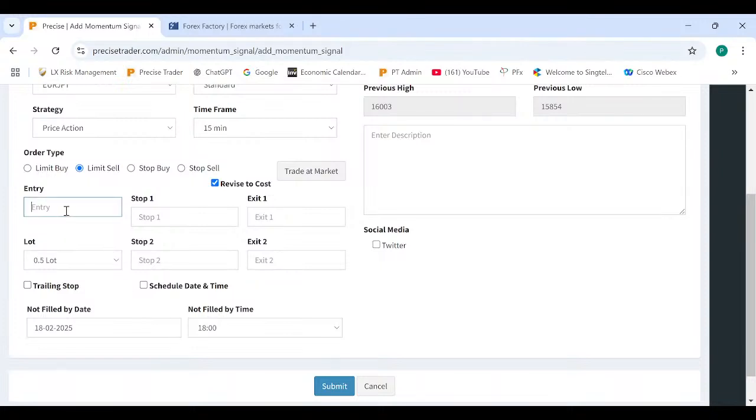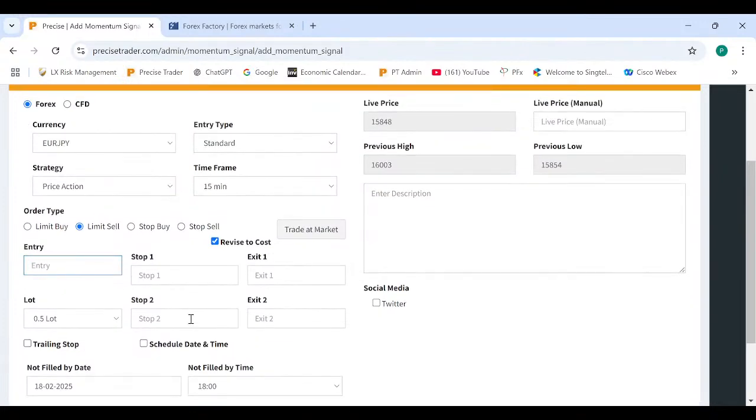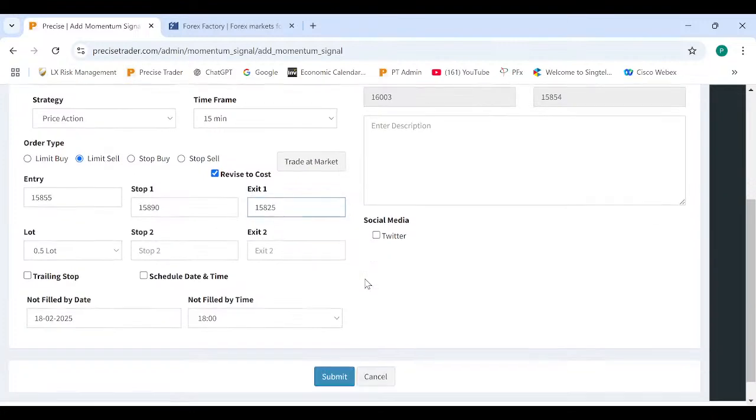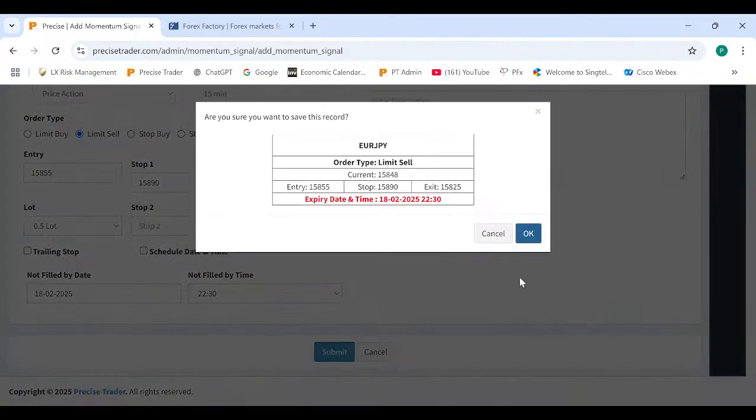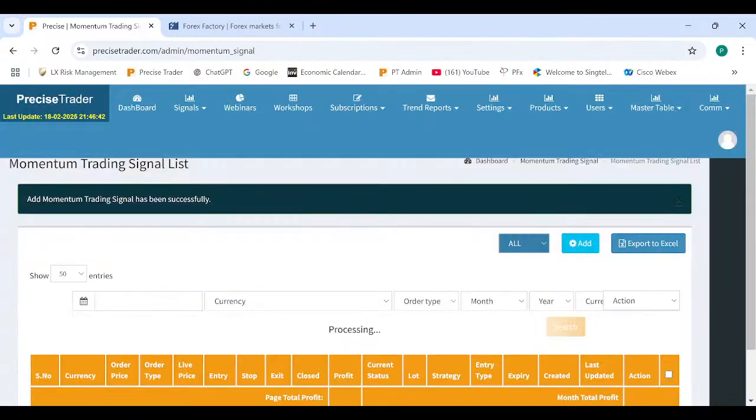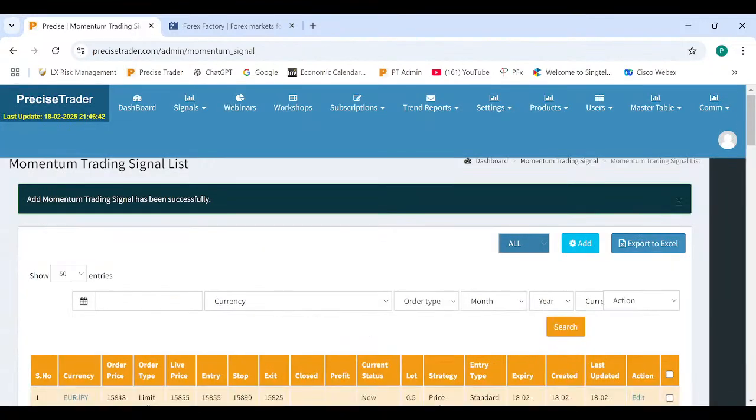5855, selling 5855, stop at 90, and TP will put it as 25. So this is only 30 pips, half lot, and this is only until 10:30. Then we'll give you one more order for that. We'll put one more order for that. If you see 55, I think you can go for the trade. Right now it's 53, 5853.